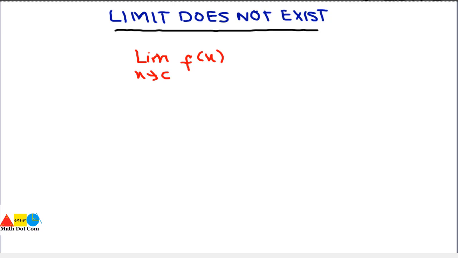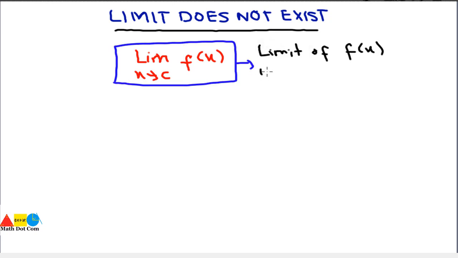Now, how can you read it? You can read it as the limit of f of x when x approaches c. So the phrase "when x approaches c" is to be noted here, and our emphasis is on this phrase. In some cases, we need to check whether x approaches c from one side or from both sides. Now, what does it mean, from one side and from both sides?